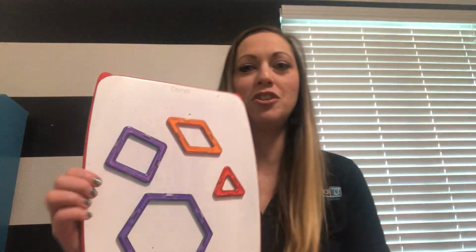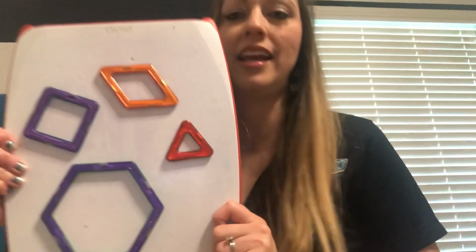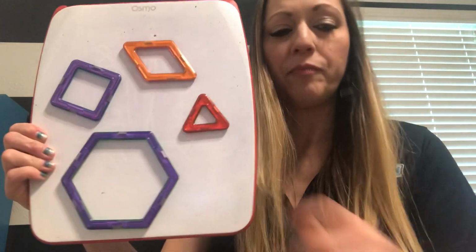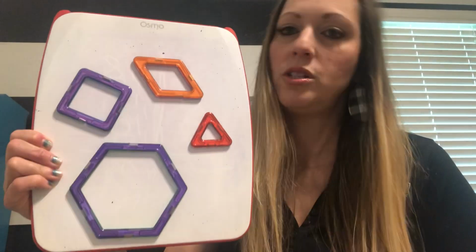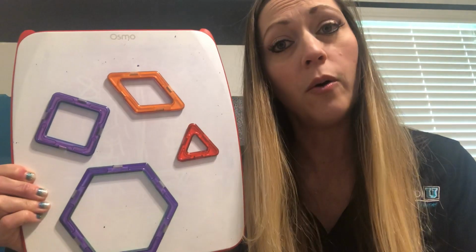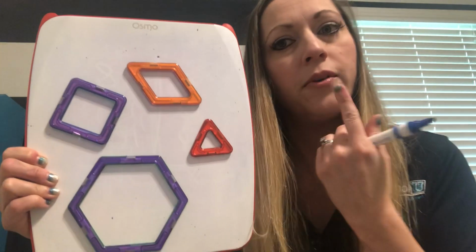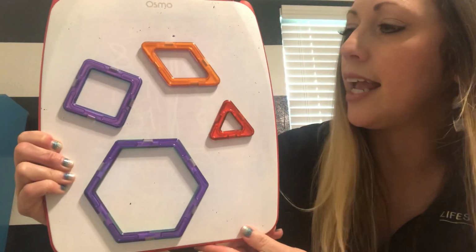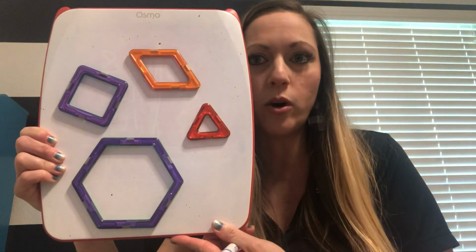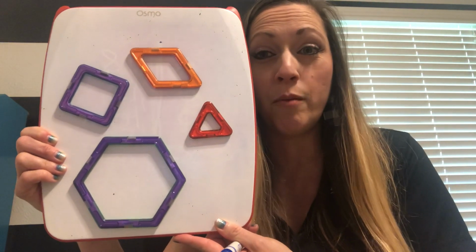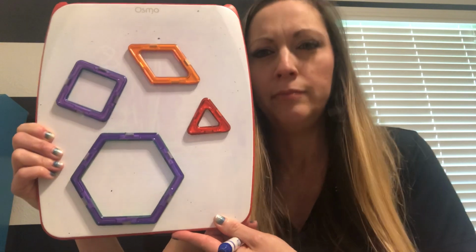Now, let's start classifying and sorting some shapes. I have some fun ones right here. So let's look at this. If I was going to classify and sort, the great thing is there's so many different ways you can sort these shapes. So let's think about what we could do now. I think I would like to sort by number of sides.